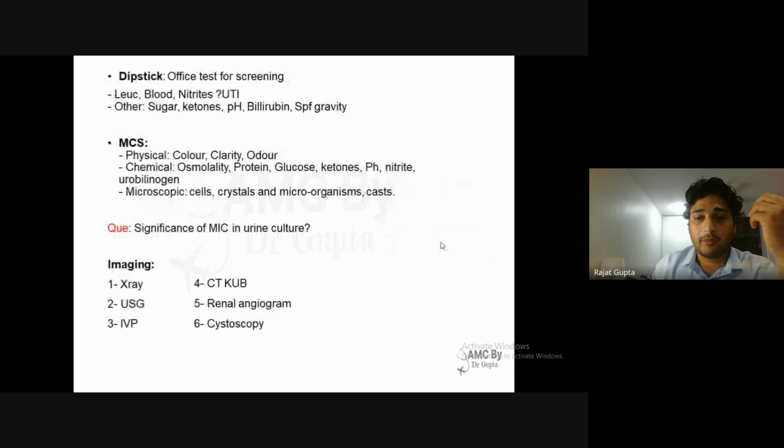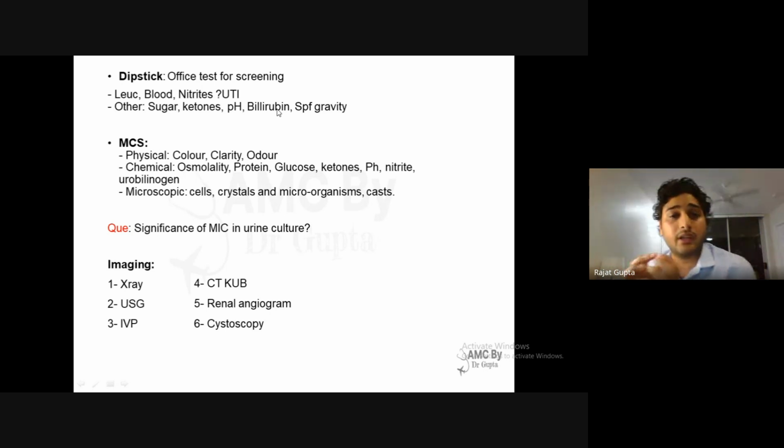It can tell you about a lot of things like leukocytes, blood, and nitrites, showing UTI. If the dipstick is showing nitrites, then it's typical for UTI. And other tests like sugar, ketones, pH, bilirubin, specific gravity, etc., are also noticed by the dipstick test.